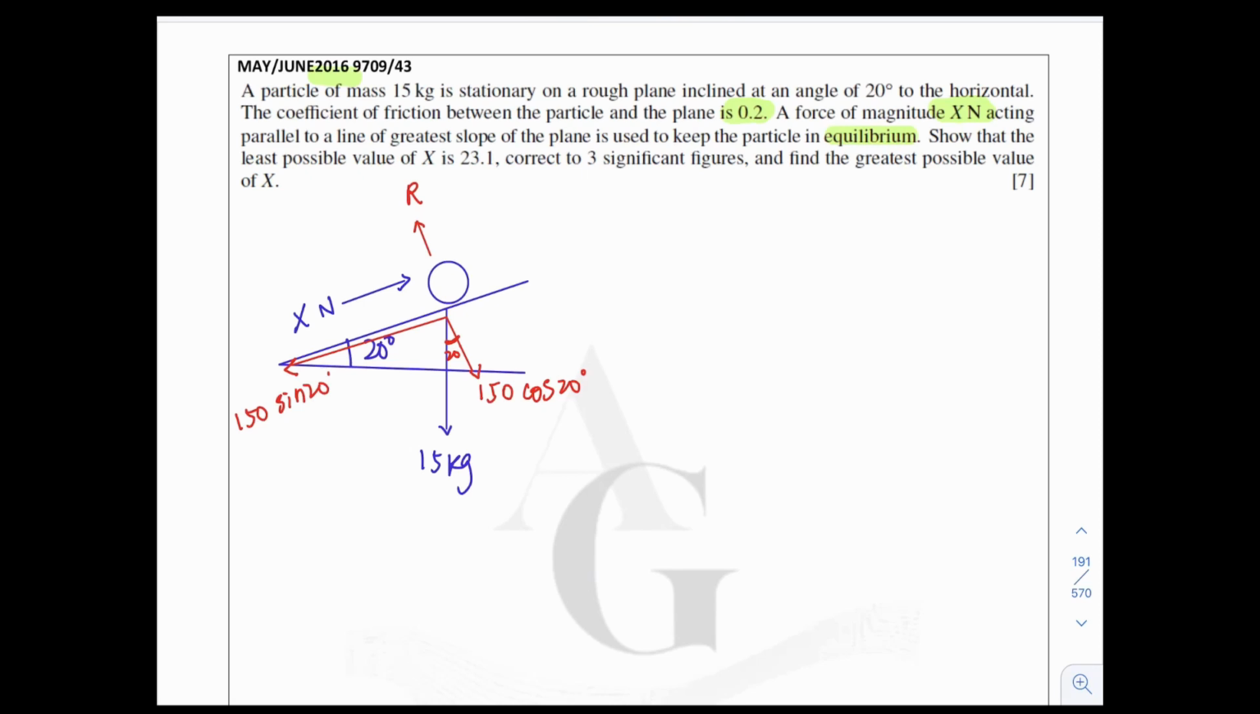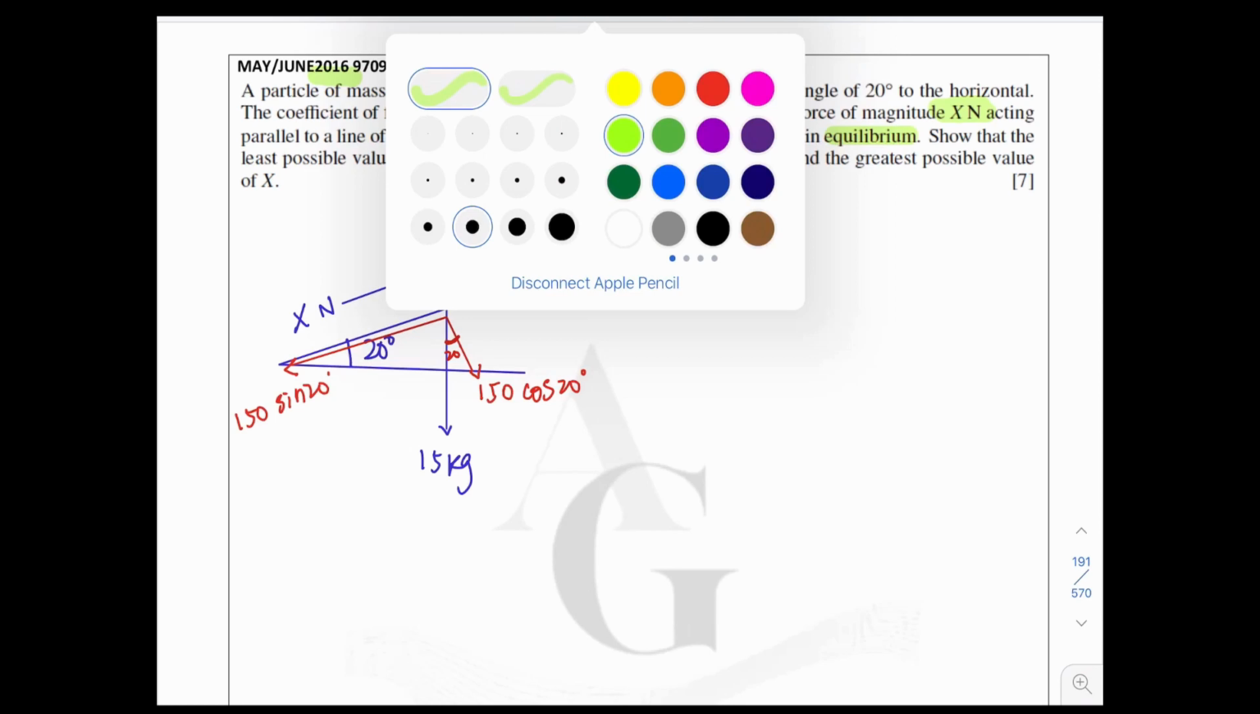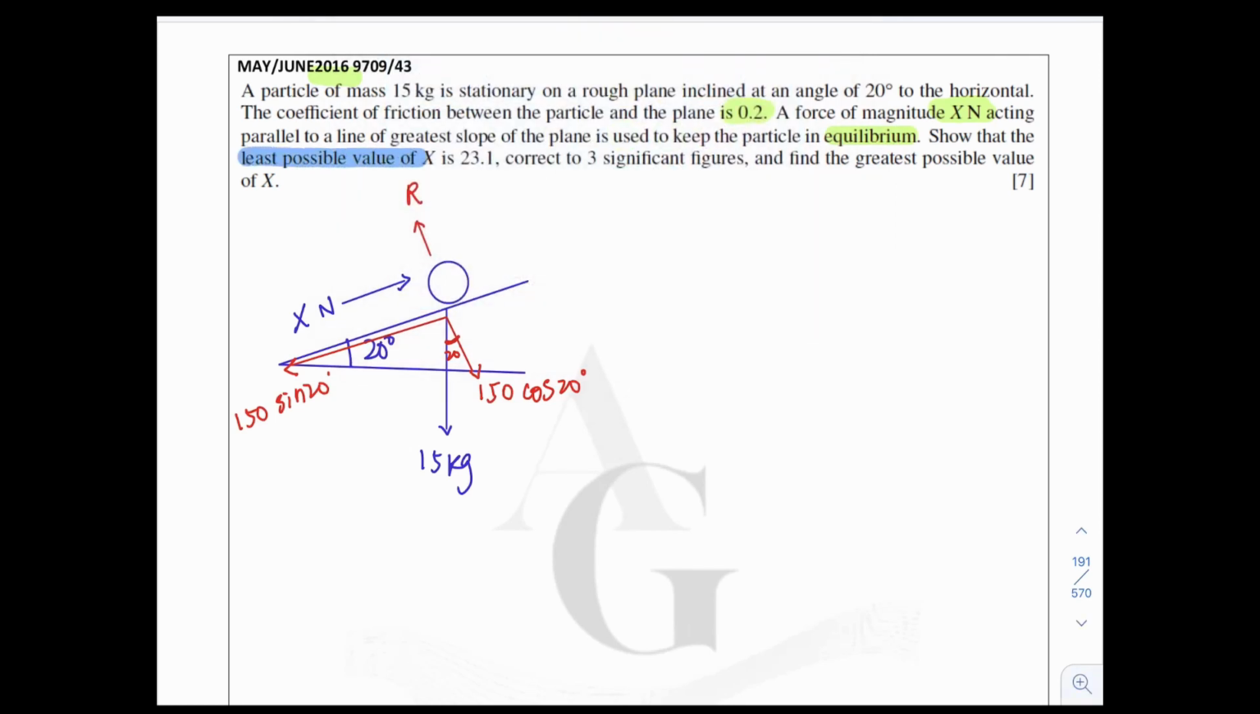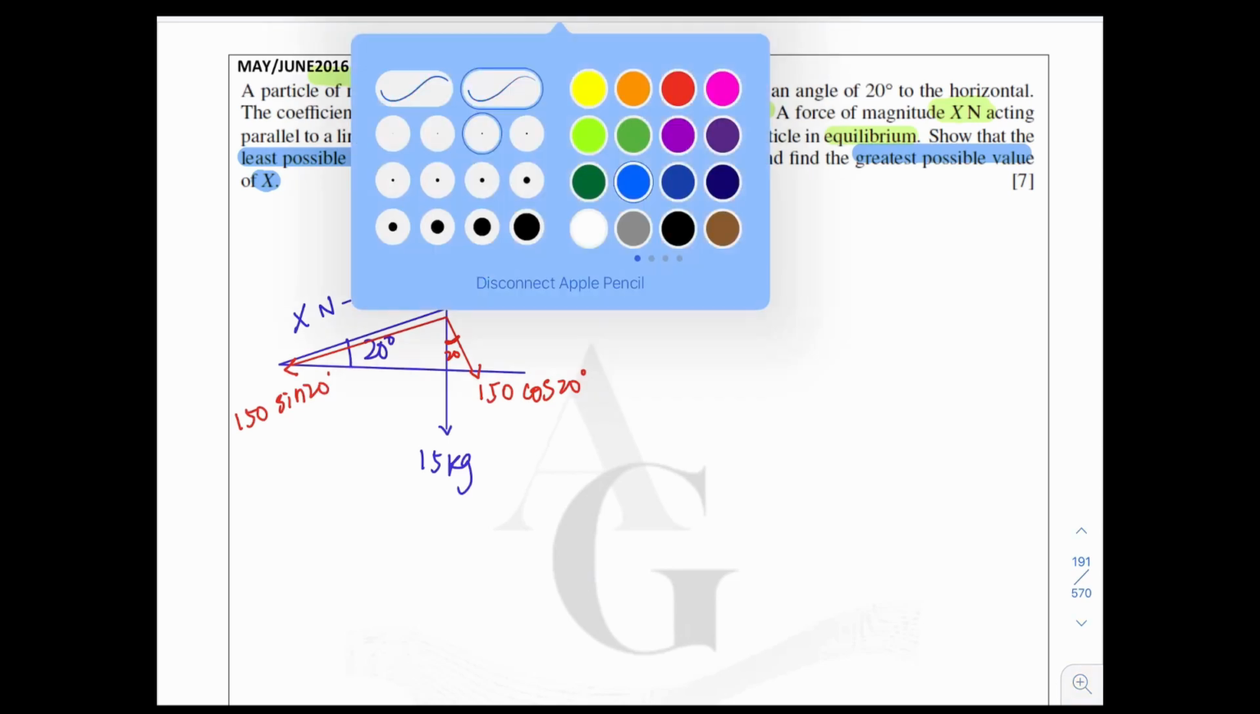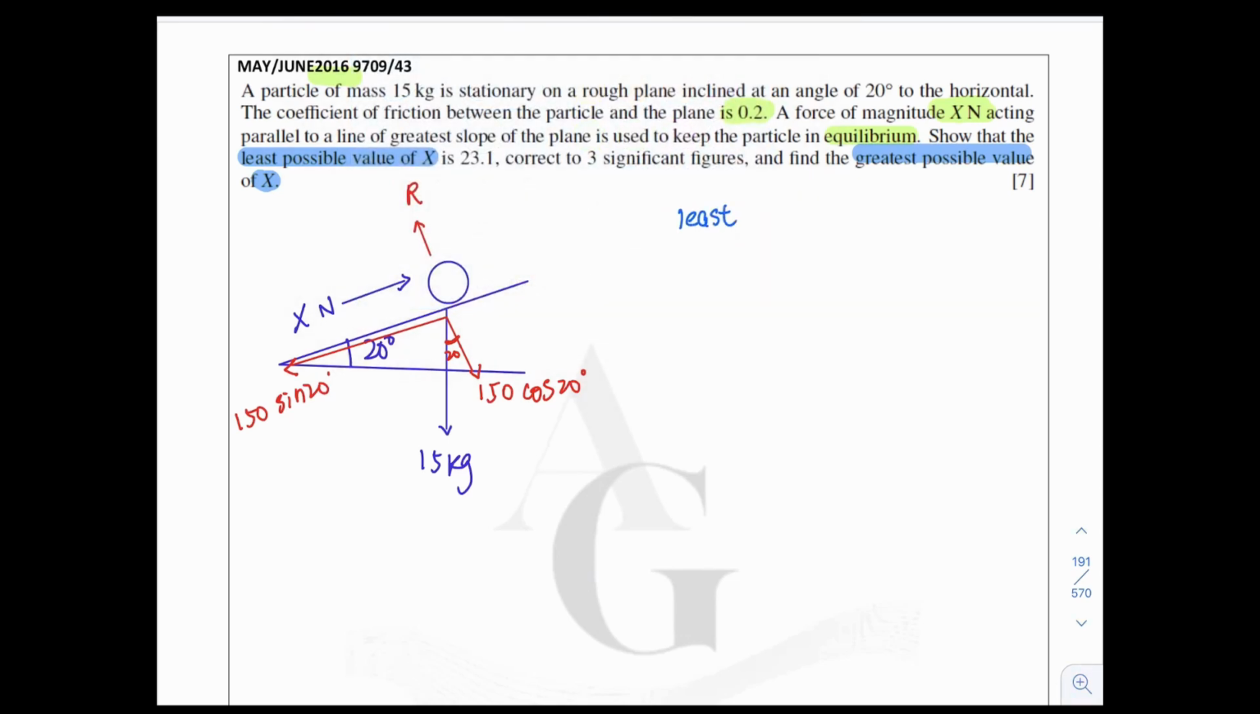And what about the direction of the friction? It depends on whether you apply the least force X or the greatest force X. So let's do the first one, the least X. When you apply the least force X Newton to maintain the particle in equilibrium, it means that this particle should be on the point of moving downwards because you applied the least force.